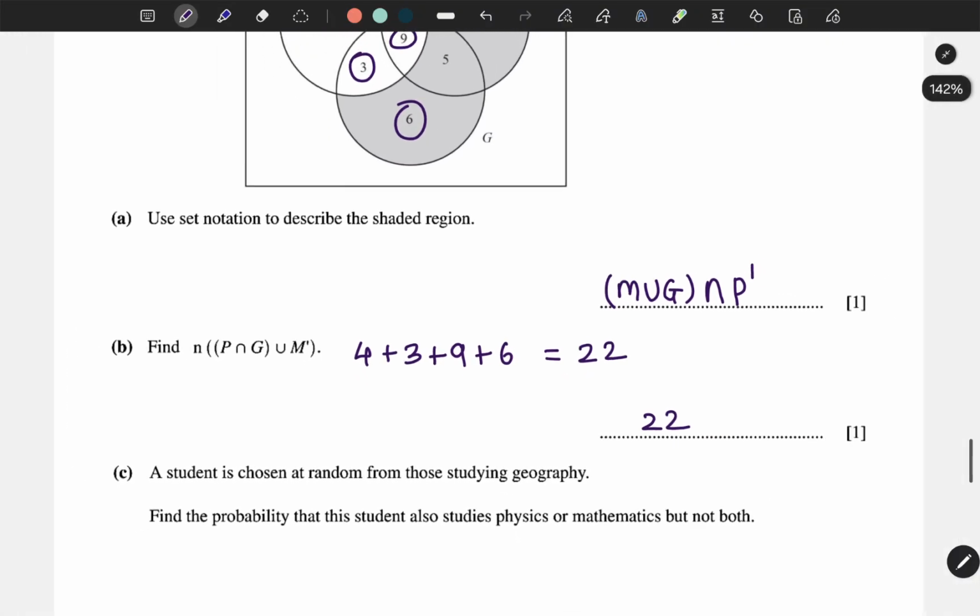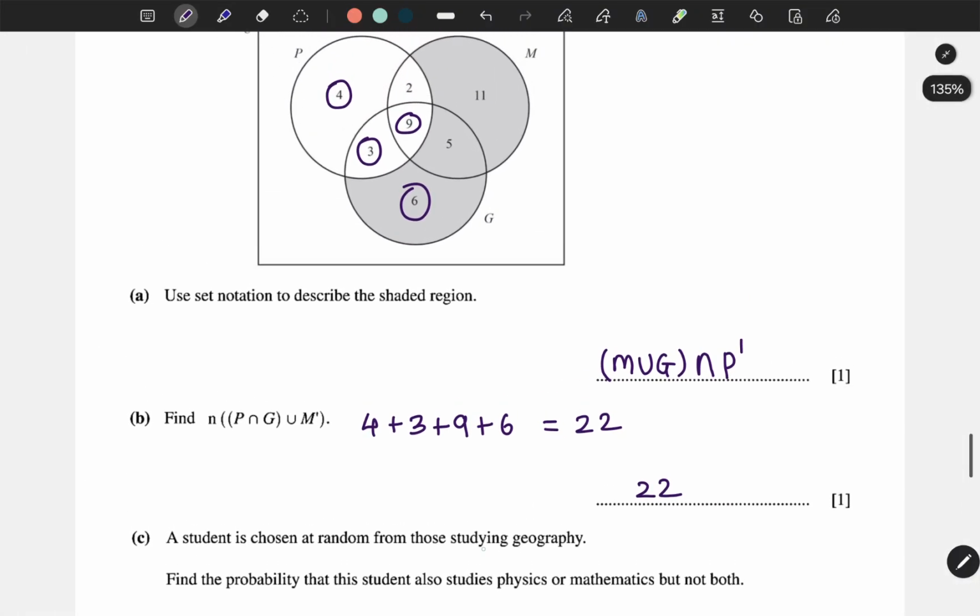A student is chosen at random from those who are studying geography. This kind of probability question is conditional probability because we are considering only a specific case, students studying geography. So we should only consider the ones that fall into the geography set. Find the probability that the student also studies physics or mathematics but not both.